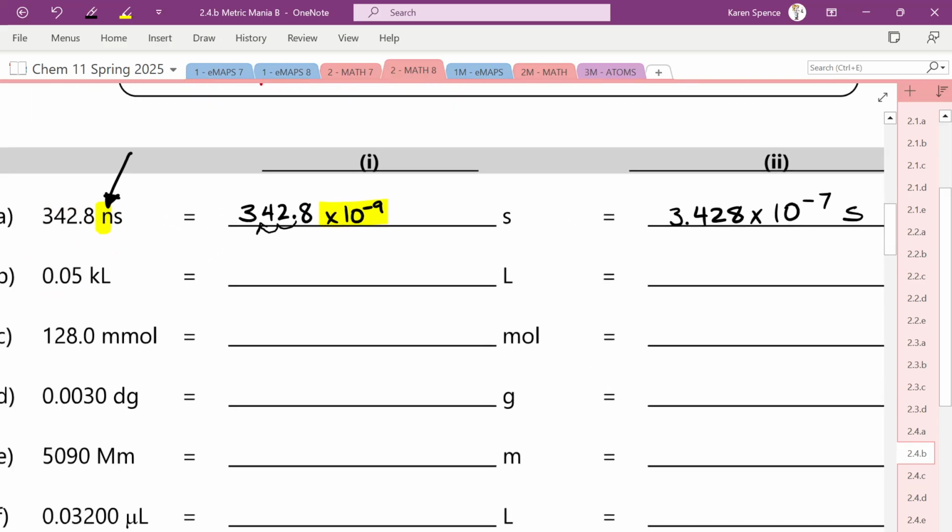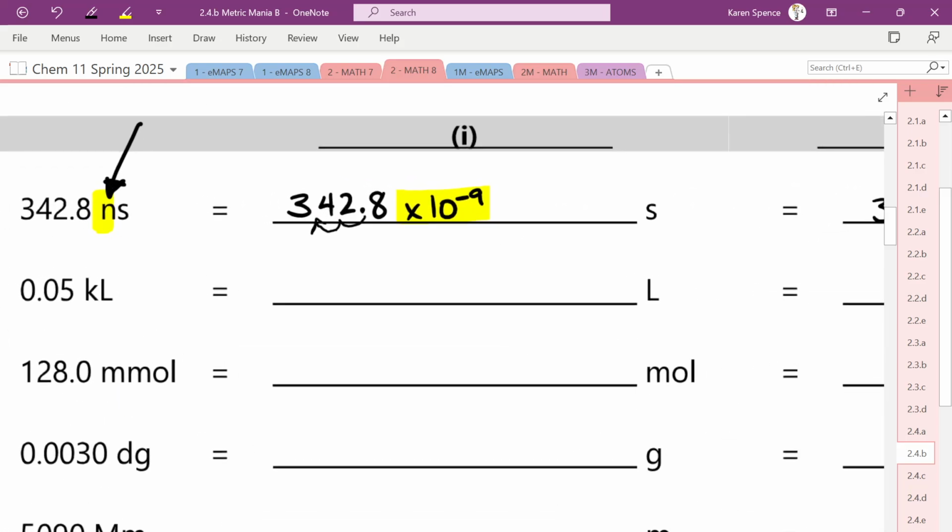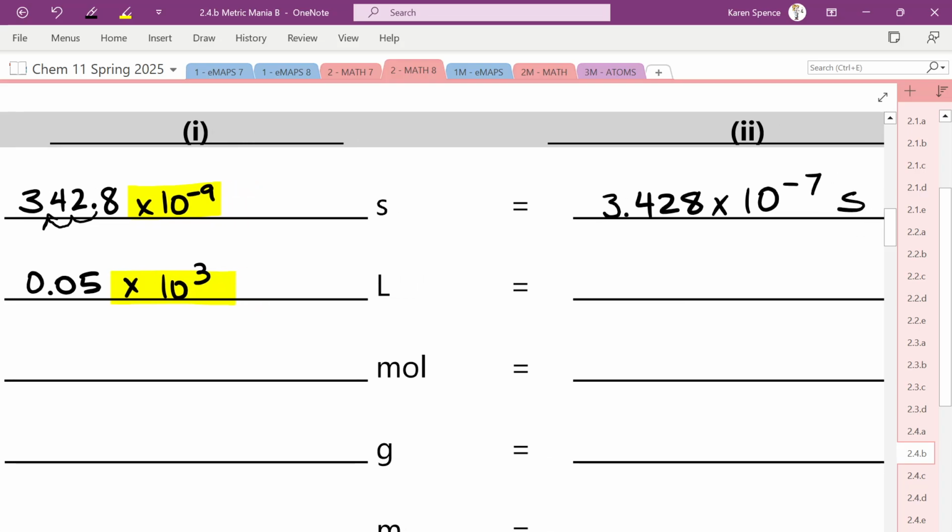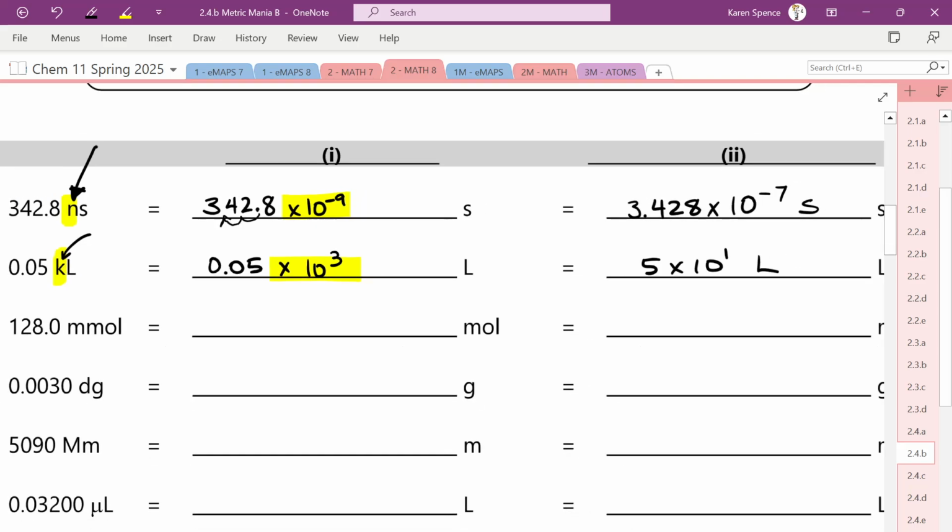Would we like another example? Okay, we'll do one more, but you guys can just go ahead and work on your own if you want to. We have 0.05, and we're going to replace kilo with times 10 to the 3. And then that's liters. And then we need to put it in scientific notation. So that's going to become 5 times 10 to the 1. Yeah, liters. Okay, try the rest of those.